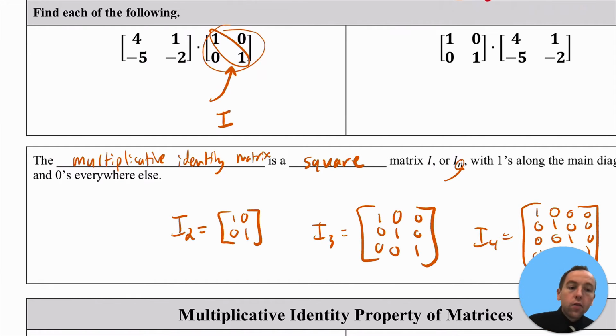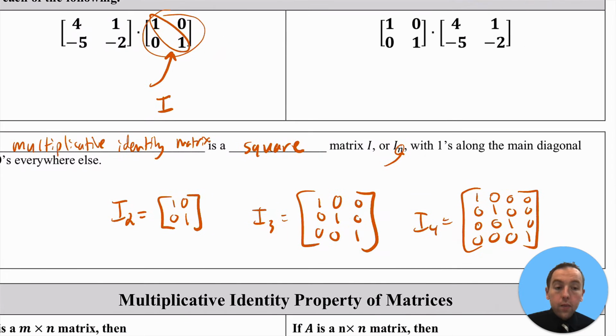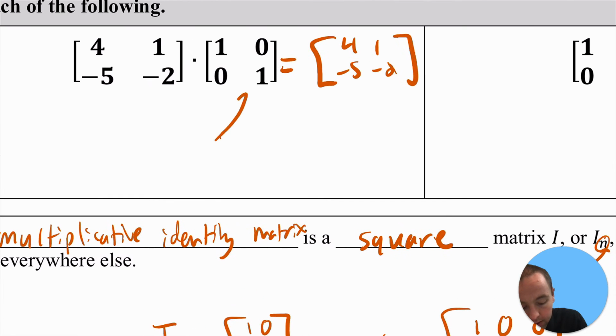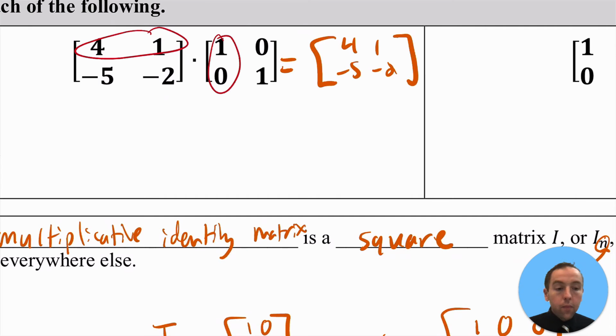Right? So those would be the identity matrices. When you multiply with those particular matrices, you get the matrix that you're multiplying with as your answer again. So with this problem, your answer will be 4, 1, -5, -2, because you are multiplying with an identity matrix that's got the zeros everywhere else and the ones on the main diagonal. If you want to work through that matrix multiplication, you certainly can, but it does end up working.